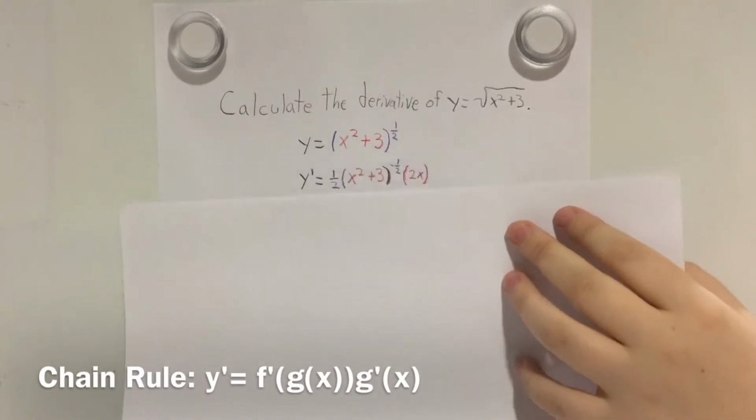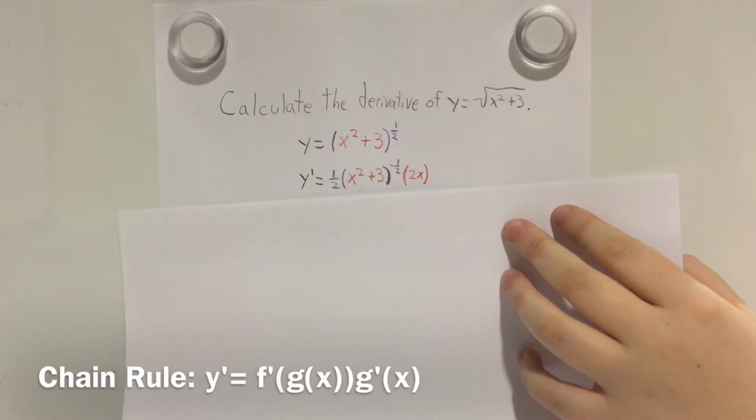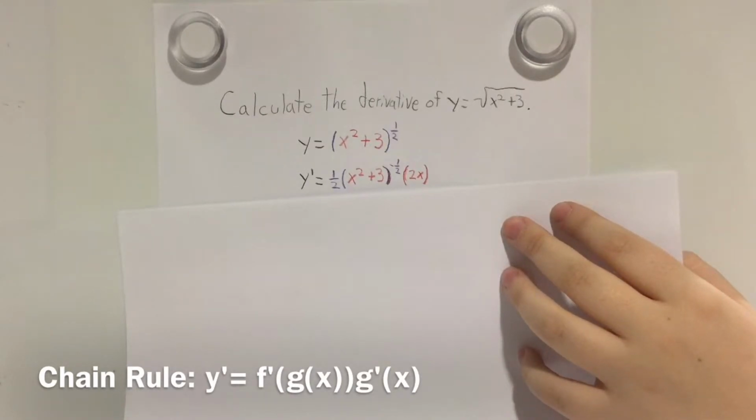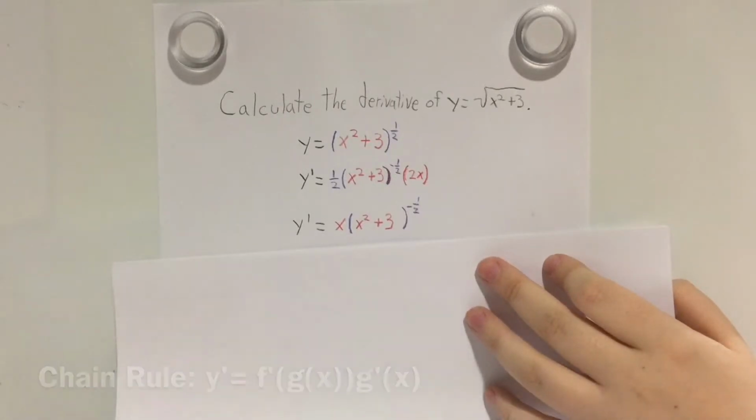So when you're taking the derivative, it'll be the f prime of g of x times g prime of x, as stated by the chain rule. Next, you want to simplify down, and you get your end result.